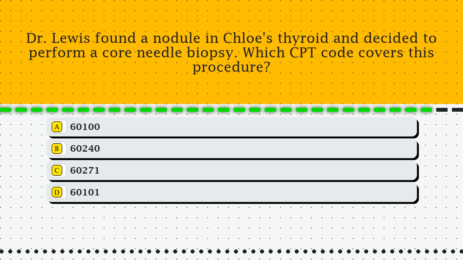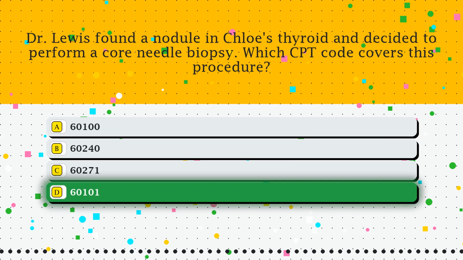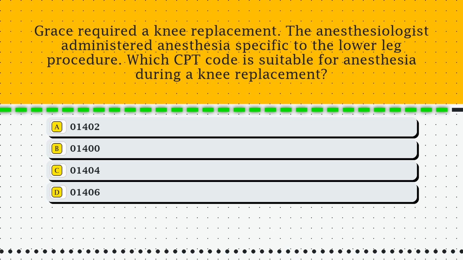Question 254. Dr. Lewis found a nodule in Chloe's thyroid and decided to perform a core needle biopsy. Which CPT code covers this procedure? Option A, 60,100. Option B, 60,240. Option C, 60,271. Option D, 60,101. The correct answer is option D, 60,101.